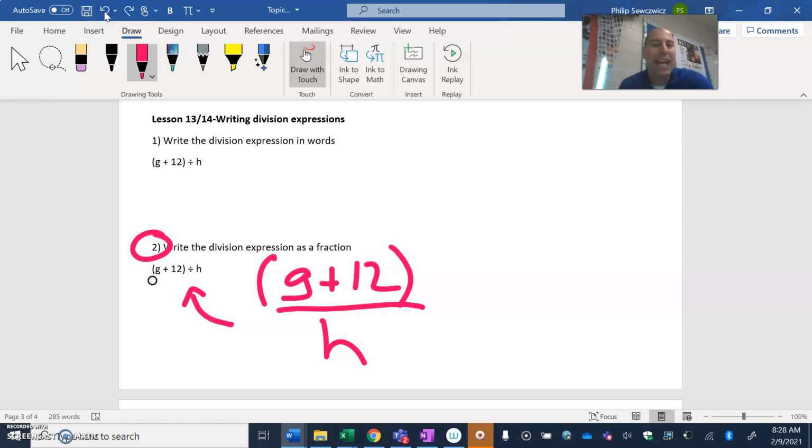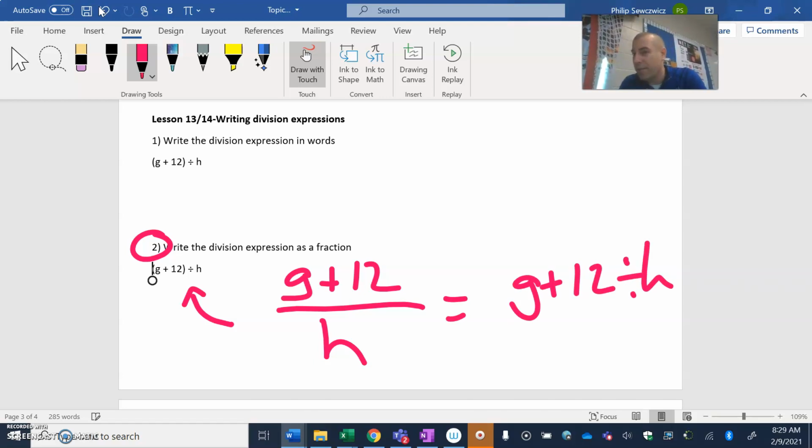The big implications regarding that come when you go the opposite direction. So if they give you G plus 12 divided by H, you have to realize that writing it without parentheses is no good. All of this is being divided by H, and again, that gets us back to the original. So one of the big things we're working out is that you have a fraction bar, it is wrapped in parentheses, even though they may not be there.